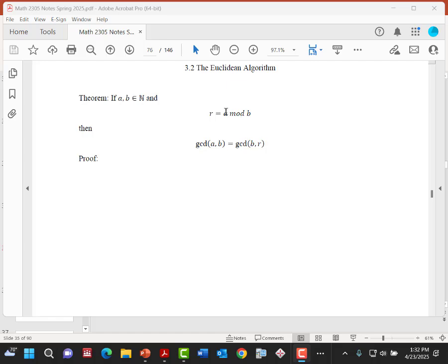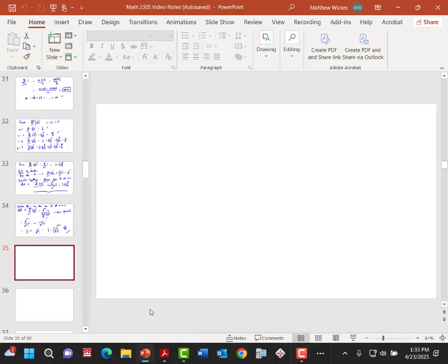So in this video, we want to take a look at something called the Euclidean algorithm. We're going to begin this section with a little theorem, and we'll prove it, and then we'll explore what the algorithm itself says. This theorem states that if a and b are natural numbers, and r equals a mod b, then the GCD of a and b is equal to the GCD of b and r. So let's see what it would look like if we went to prove this.